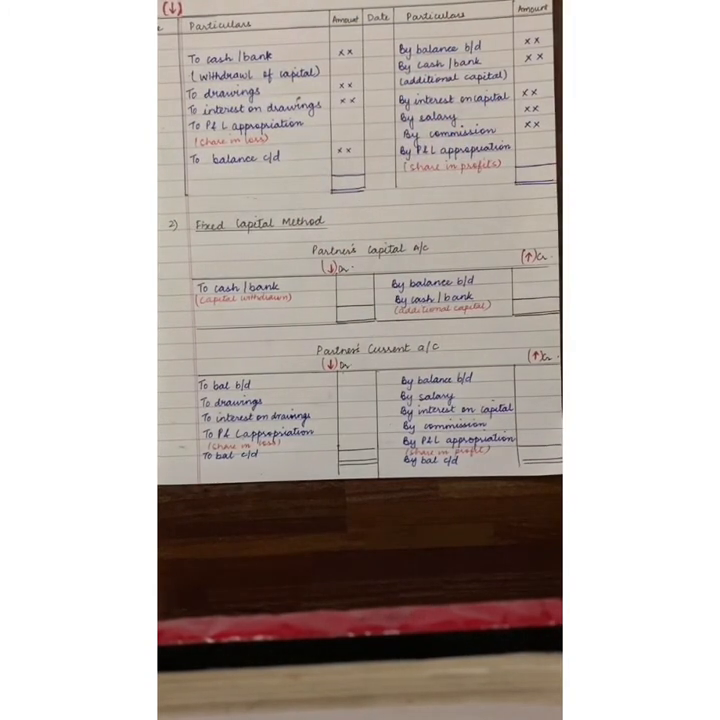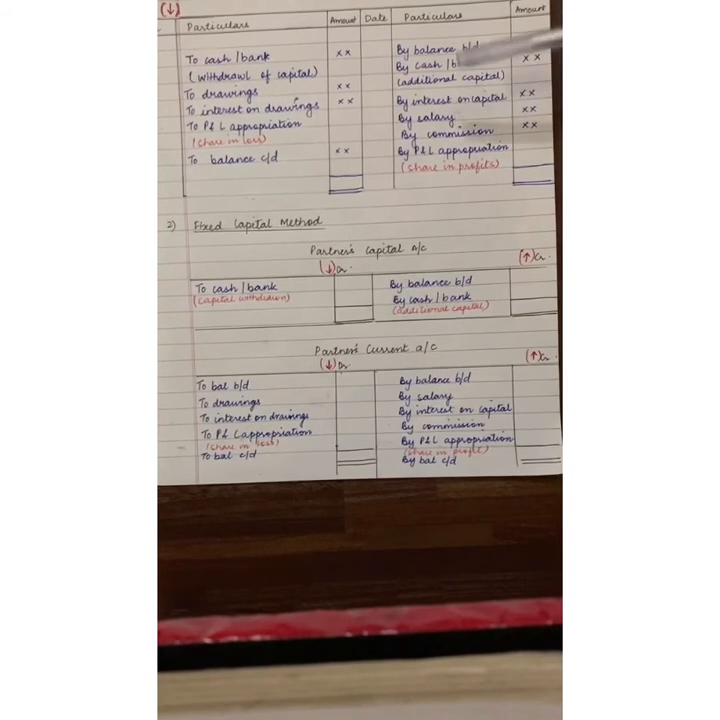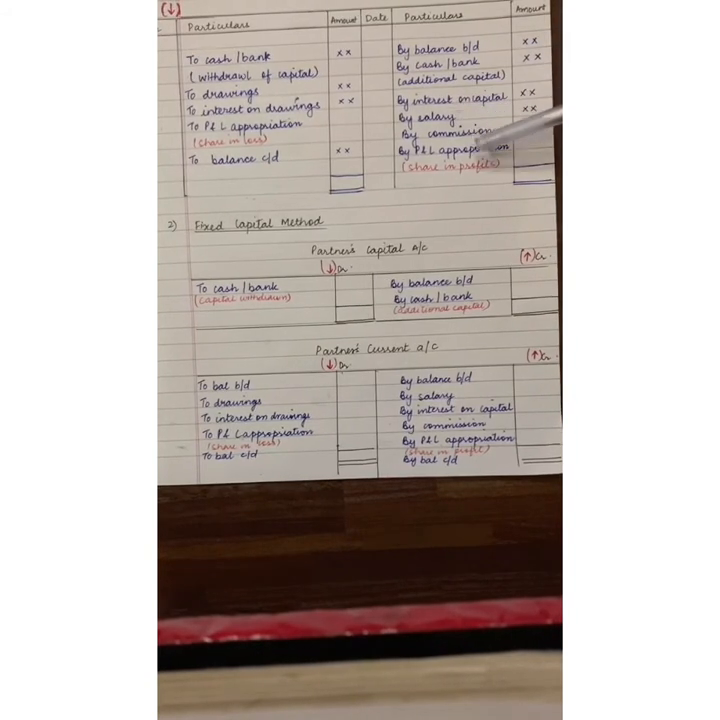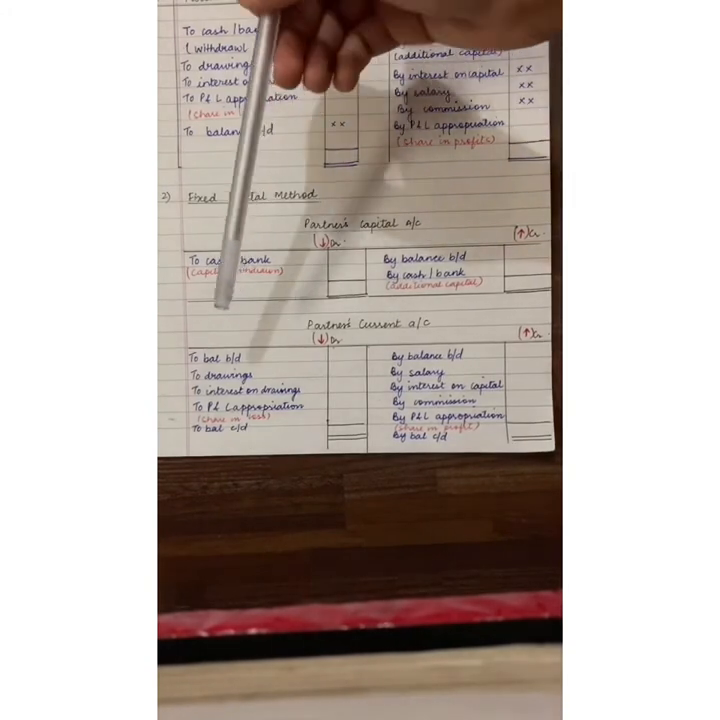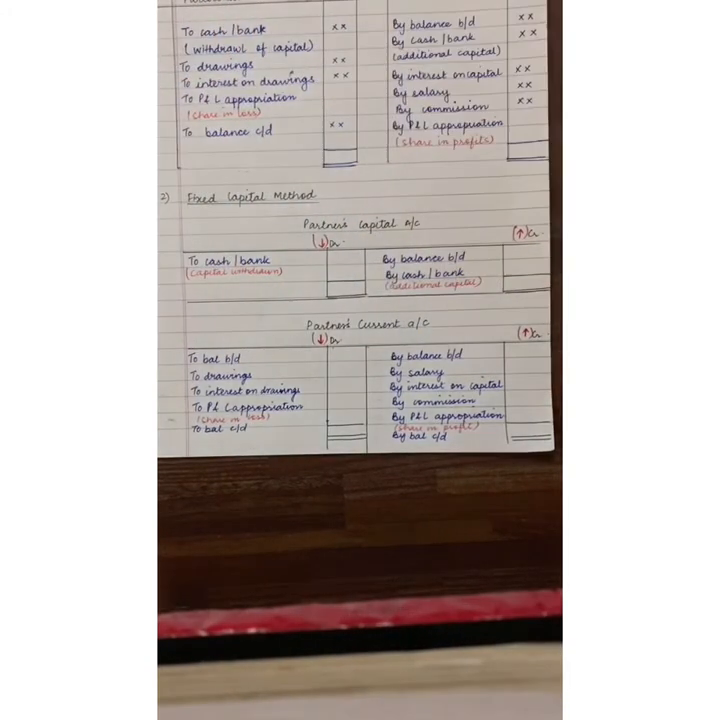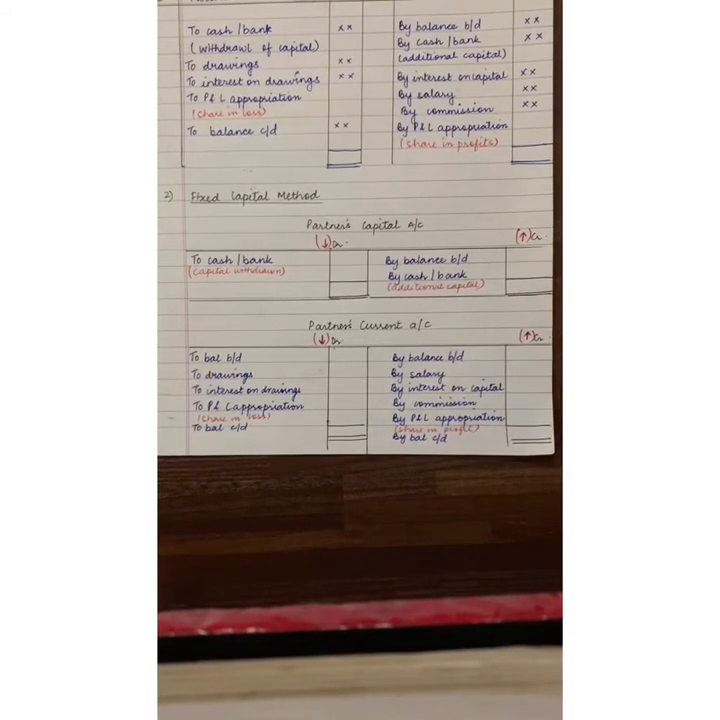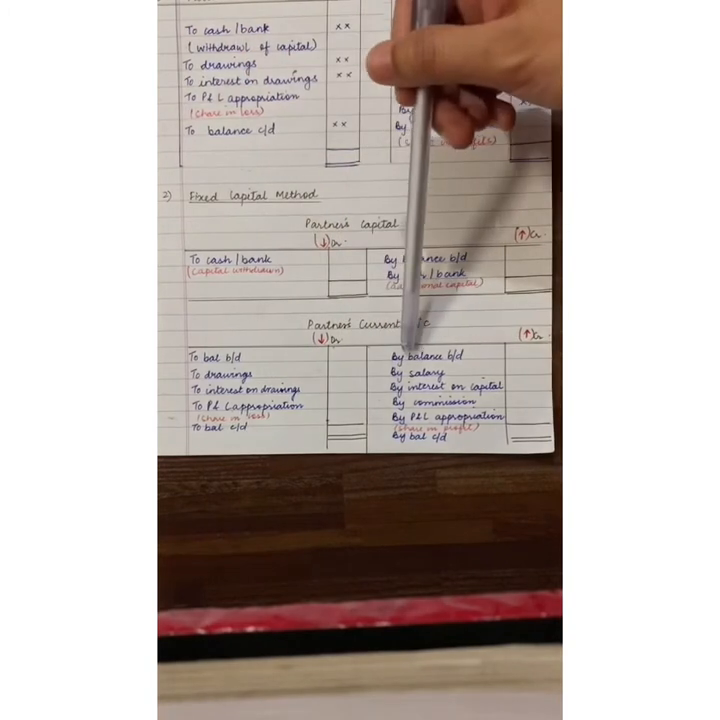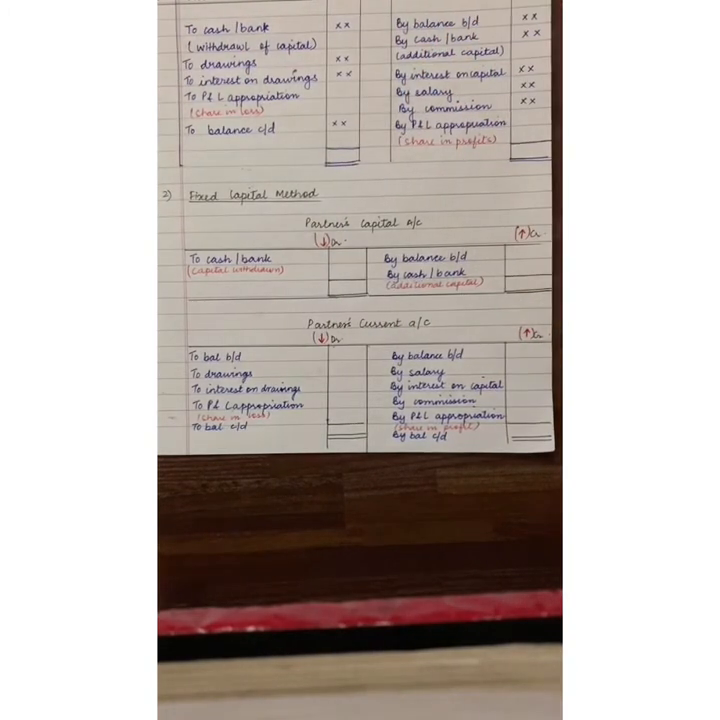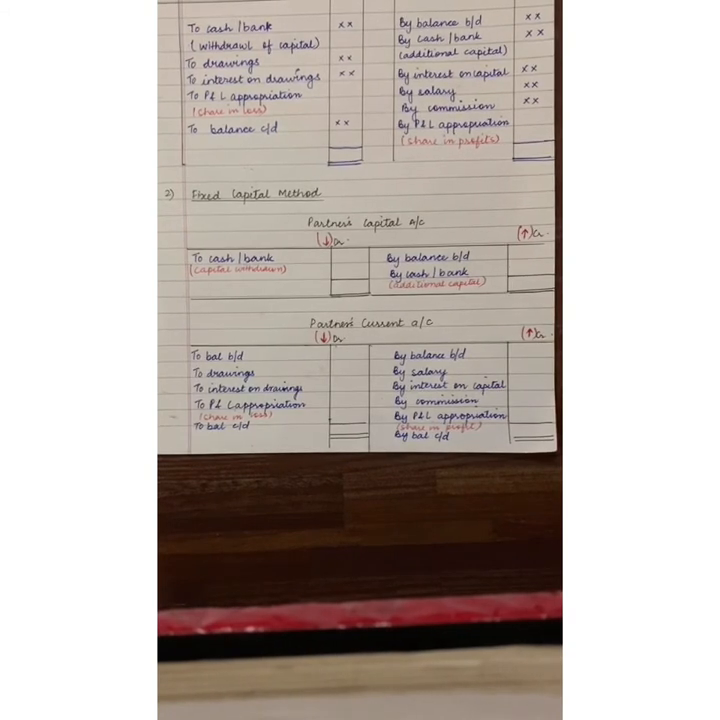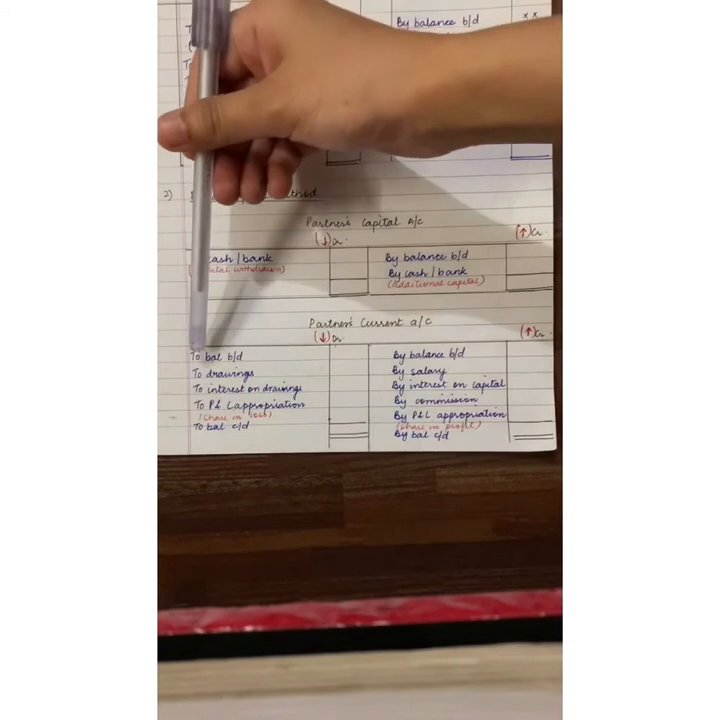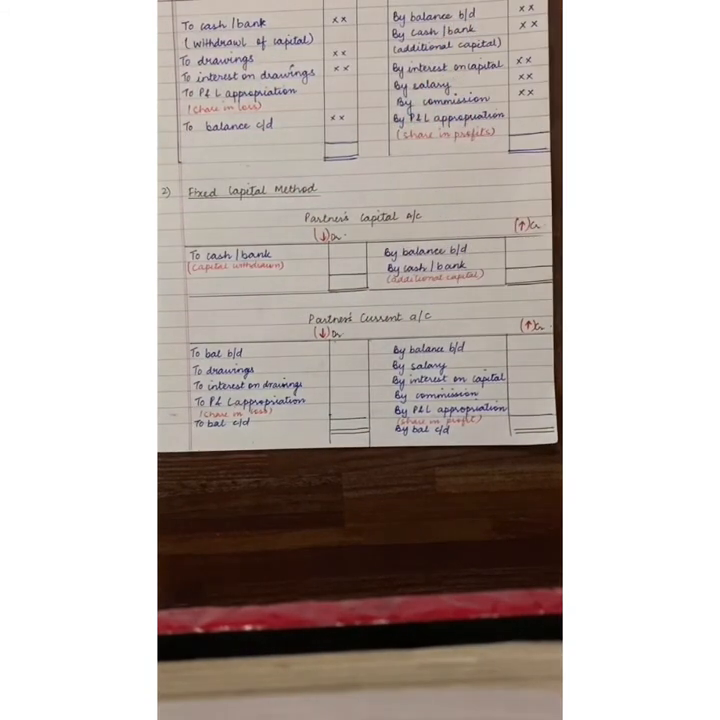Now anything apart from that, that were your salaries. Let's take it from here. Salaries, commission, share in profits, share in losses, interest on drawings, all of them are going to appear in your partner's current account. So in the partner's current account, to balance brought down, by balance brought down: if in the previous year there was any debit balance, then you will write it here. Again, if there was any credit balance in the previous year, then you're going to write it here. If there is any balance carried forward from the previous year, it will be given in the question. If there is no balance, we will not write to balance brought down or by balance brought down, right?